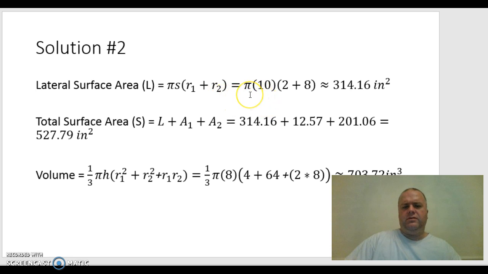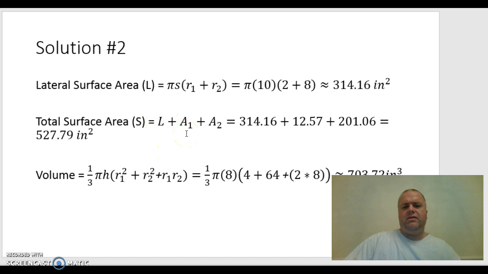So for the lateral surface area, I'm just going to go ahead and plug in my 2 and 8 for my radius 1 and my radius 2 with my slant height of 10, and multiply that by pi. Remember, we do what's in the parentheses first. So this would be 10 times 10, which is 100, times pi, which is approximately 314.16 when rounded to the 100th place, square inches.